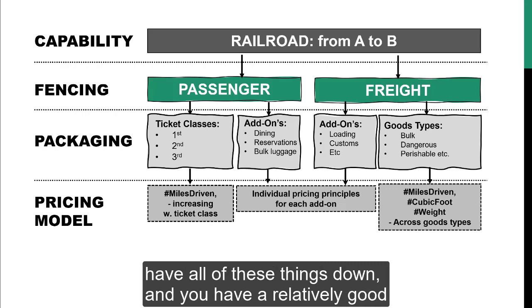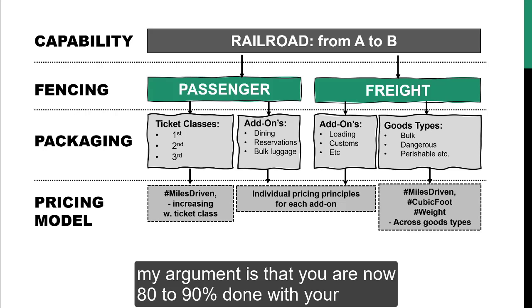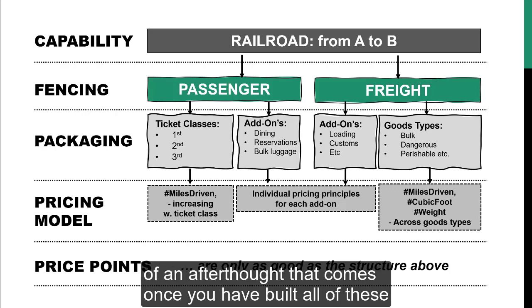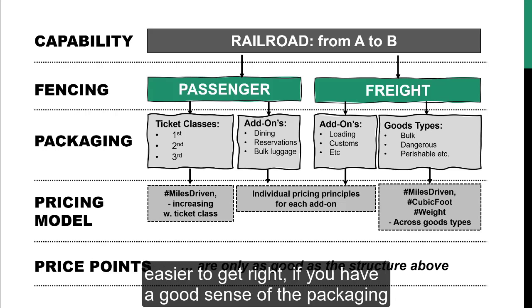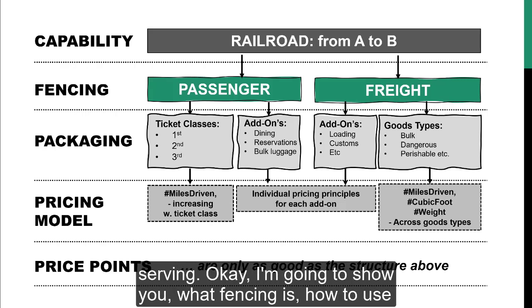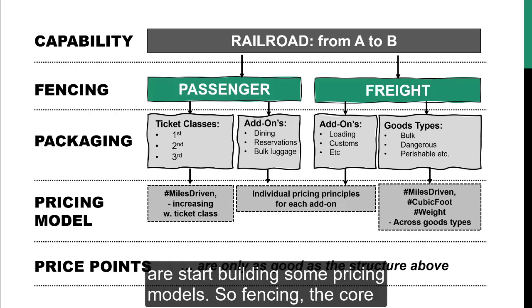If you have all of these things down and you have a relatively good idea of the fencing, the packaging, and the pricing model, my argument is that you're now 80 to 90% done with your pricing. The last step, the price points, is an afterthought that comes once you have built all of these things. They're also much easier to calibrate and get right if you have a good sense of the packaging, the pricing model, and the underlying markets you're serving. I'm going to show you what fencing is, how to use it, what packaging is, how to use it, and how, to begin with, I start building some pricing models.